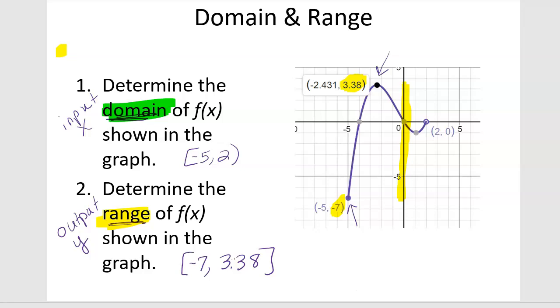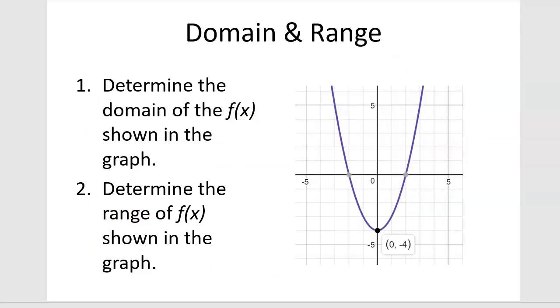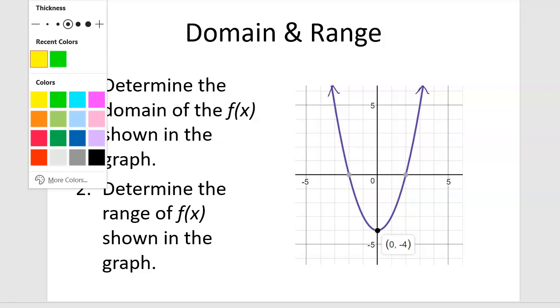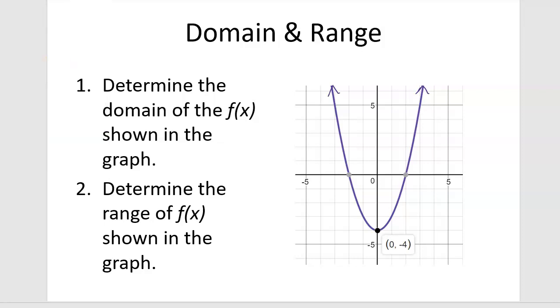Let's do another example with domain. Here we have a graph that's given, and it is okay to assume that this graph continues forever. Whenever a graph goes to the edge of the graph paper, like you're seeing it do here, and they're not indicating anything other than the fact that it just keeps going, you can just assume that it is going forever. So your domain is actually going to be all of your values that exist on the x-axis.